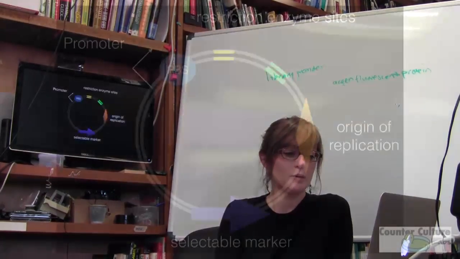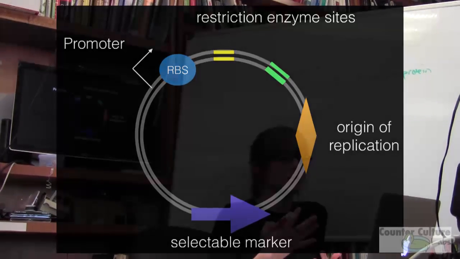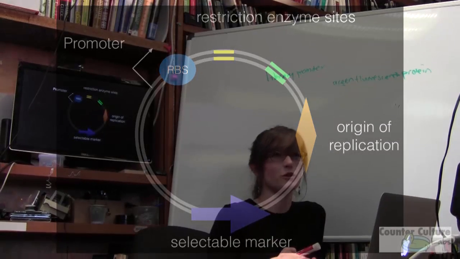Yep. So another point to mention is that there isn't necessarily just one standard origin of replication you can choose. You can choose origins that lead to varying copy numbers of your plasmid. So, let's say you express your gene and your cells don't grow very well.